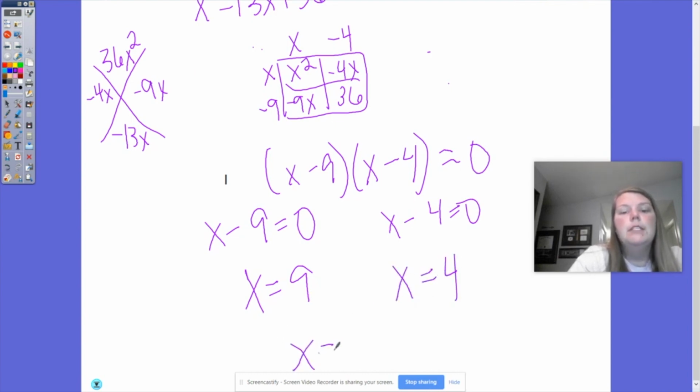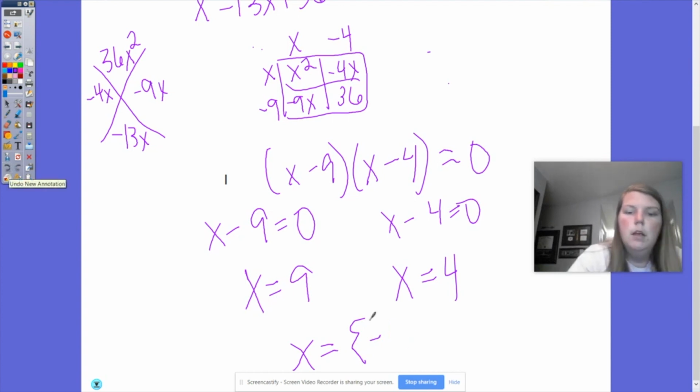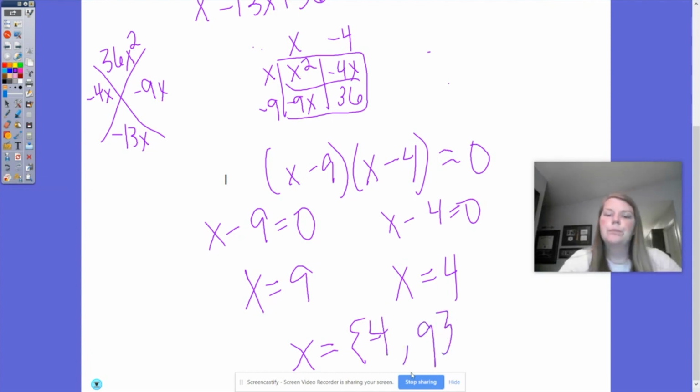And if we want to be really specific, we want to write this as a solution set. Oops, excuse me, not negative 4, positive 4. So we list the smaller value first and then the larger value.